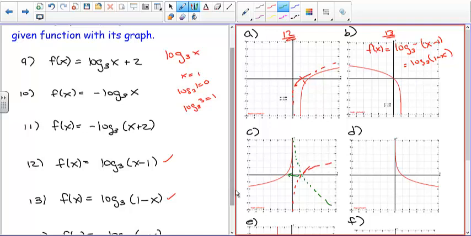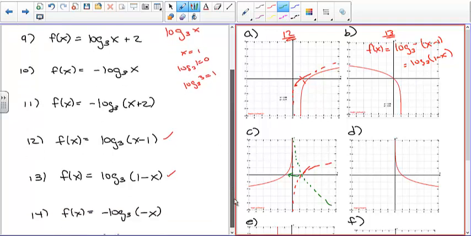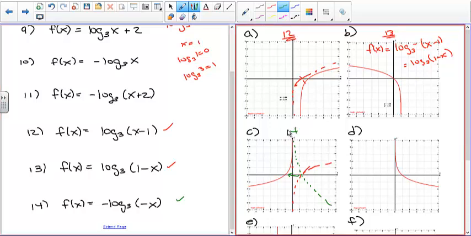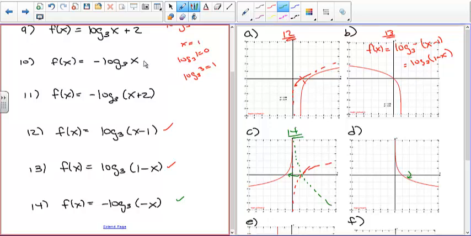So what we're looking for is where you've got a negative out front and you've got a negative inside, which looks like that one. So I would go with 14 on that one. Now here it's only flipped around the x-axis. So that's this one here, 10.